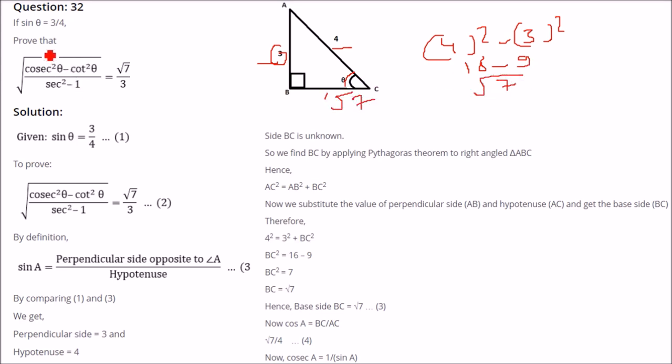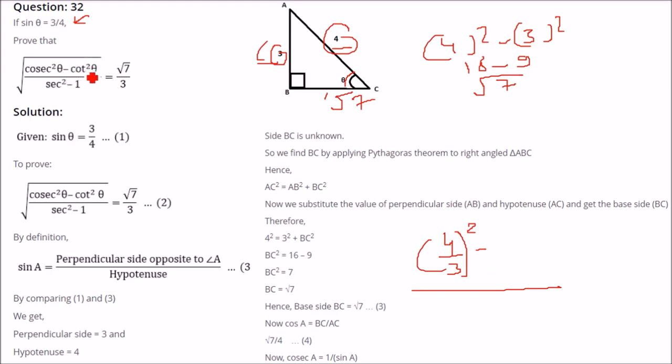Now put the values here. Cosec square theta minus cot square theta. Cosec is 1 by sin theta, so we'll put 4 by 3. This is sin theta, cosec is just the reciprocal of this. Cot square theta, first we'll take the sec square theta, because each value we can find out. So let us go one by one. Once this side is known, cosec theta is hypotenuse by perpendicular. So hypotenuse is 4 by perpendicular 3, 4 by 3. Cosec square theta you got already.